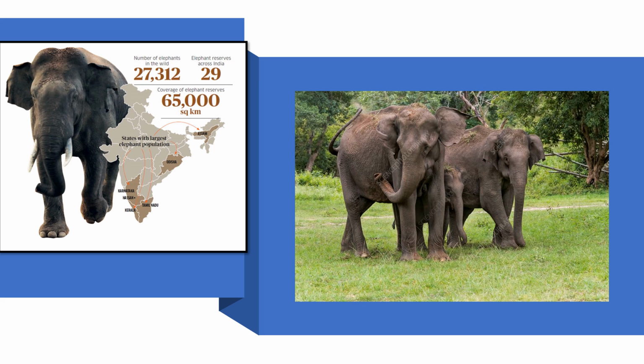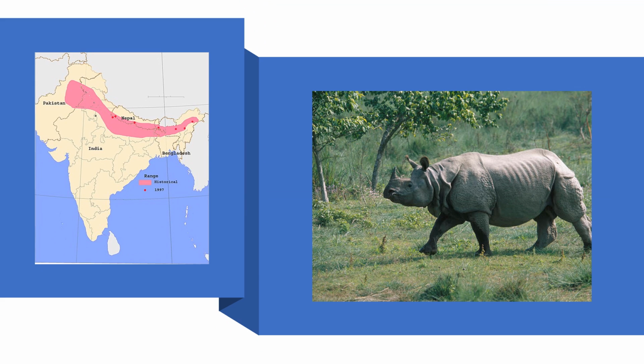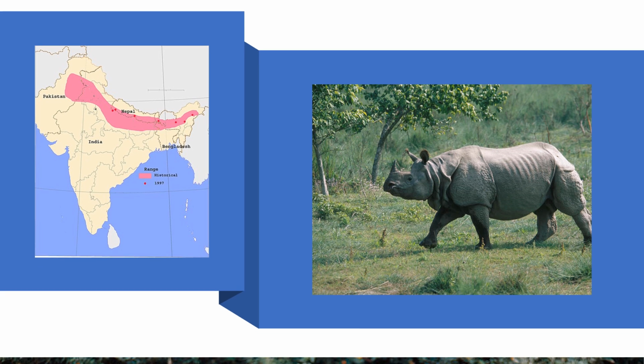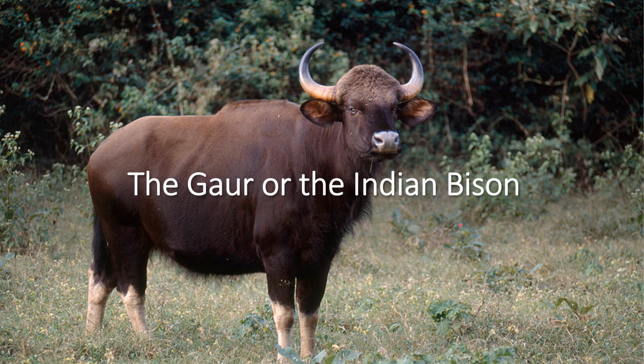Elephants are common in the forests of peninsular India. They are found in Assam and West Bengal also. The Indian rhinoceros, which is a protected animal, is found in large areas of Assam and some parts of West Bengal. The gaur or the Indian bison is found in both North and South India.